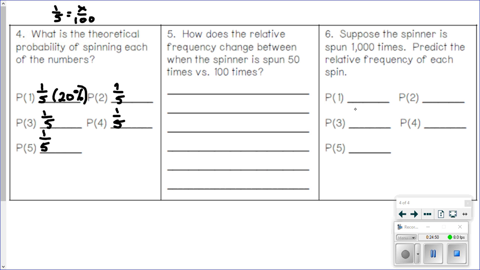All right, so hopefully you have an understanding of the difference between experimental and theoretical probability. Theoretical probability is what should happen. Experimental probability is what actually happens.